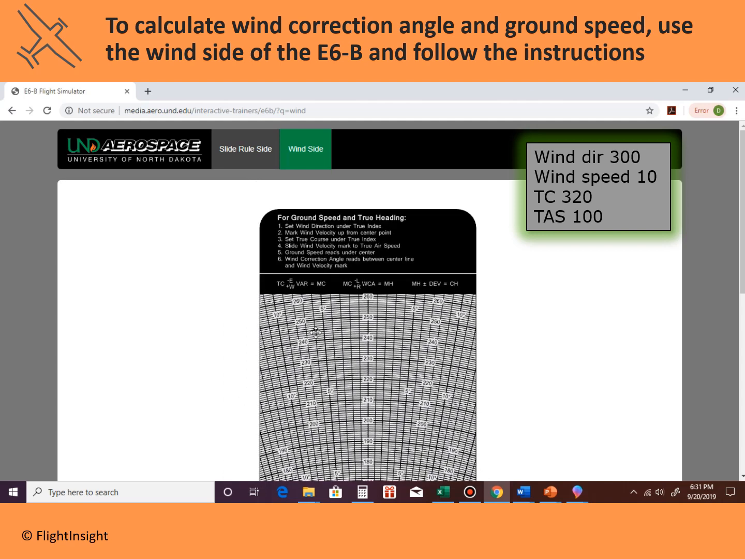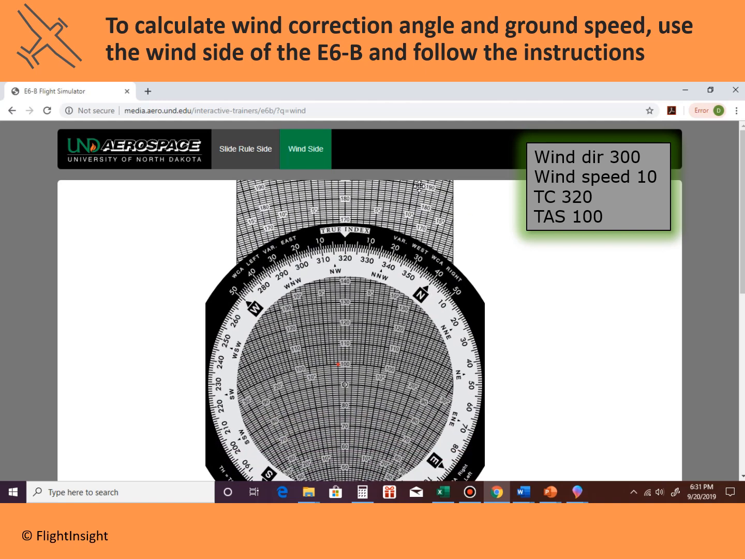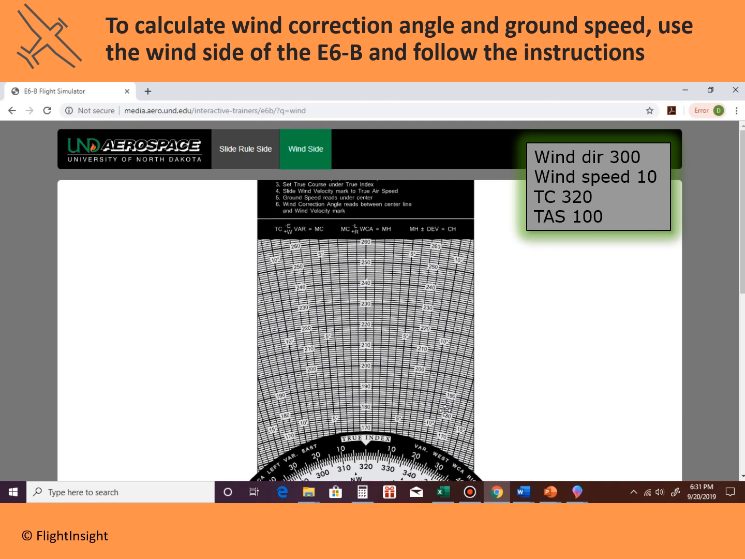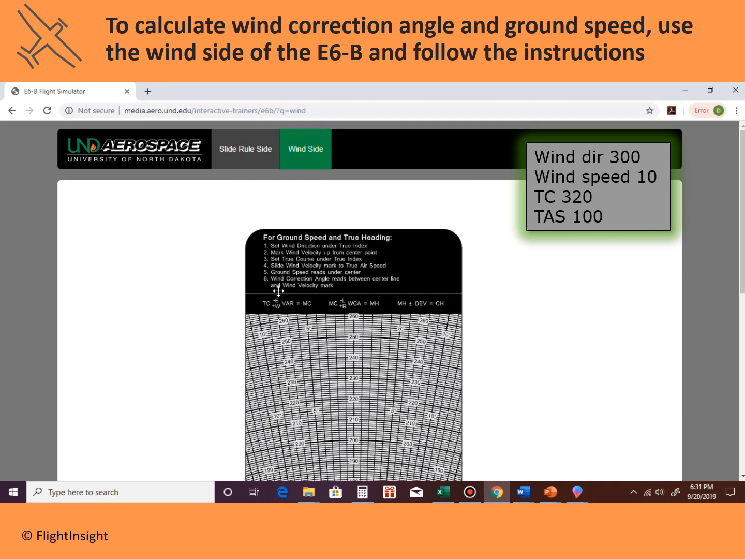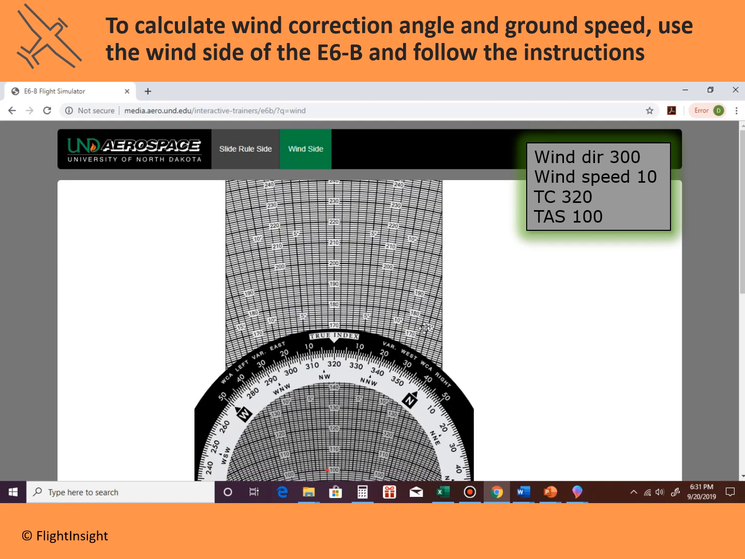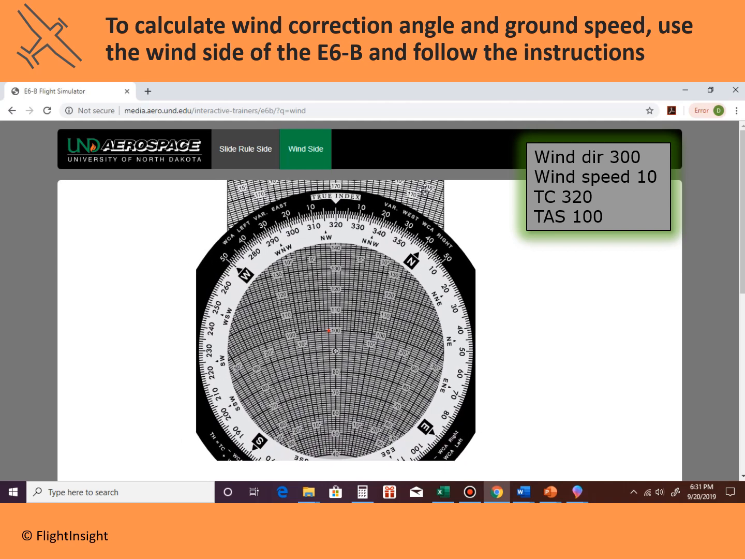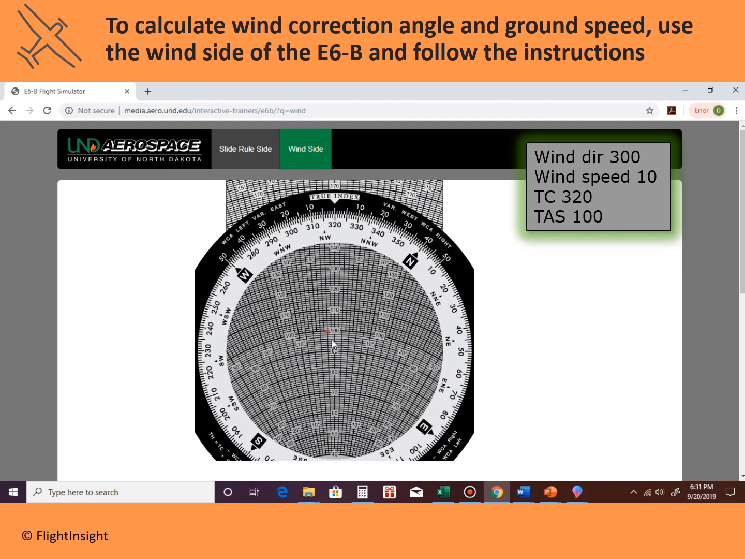That's step 4. Step 5 is going to say to read the ground speed under that center hole. So now that I've slid that down, I can read my ground speed right there. That's about 90 knots or maybe 91 knots right under the center. So I know my ground speed, and then additionally what I can do is step 6, wind correction angle reads between the center line and the wind velocity mark. So basically, if it's to the left or to the right of the center line, you know it's going to be a left or right wind correction. So here's the center line, and then there's that red dot.